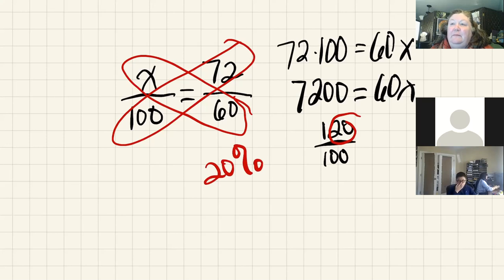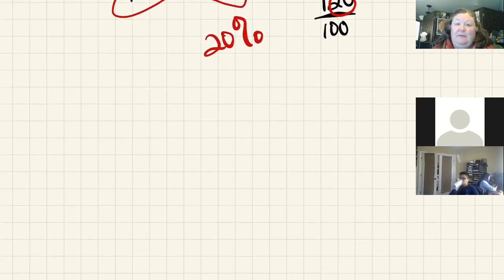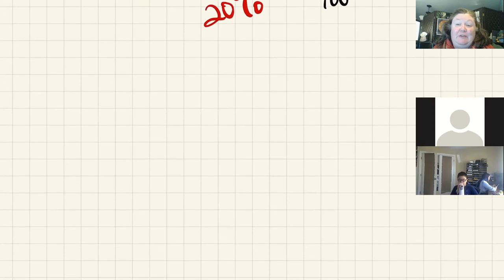What are some other ways people solved this problem? I'm just showing you my favorite method. You all have different ways. Like I said, keep track of your strategies. I like to use cross multiplying. It makes sense to me. I'm sharing it with you, but it's not the only way. Like I said, I think Kai's table was a really good way to do it too.